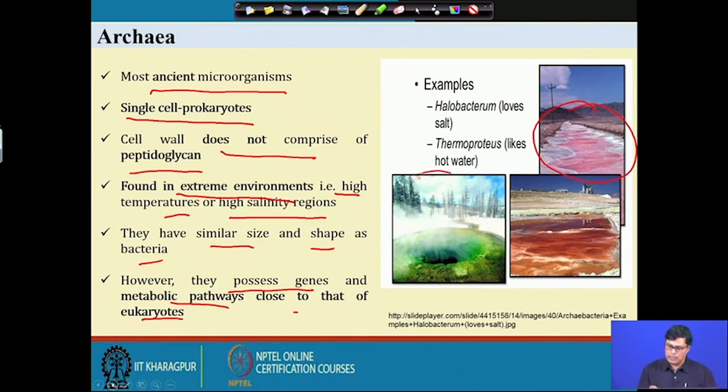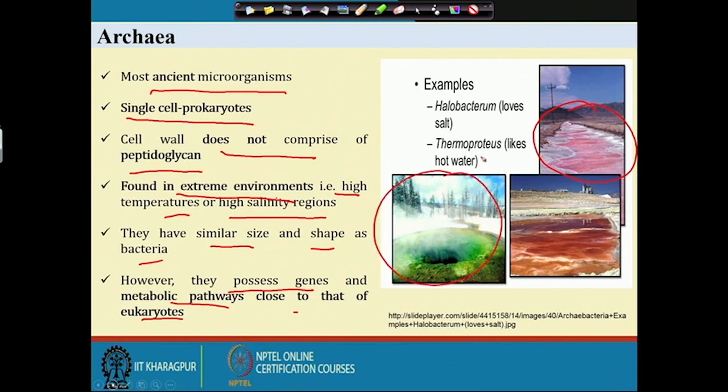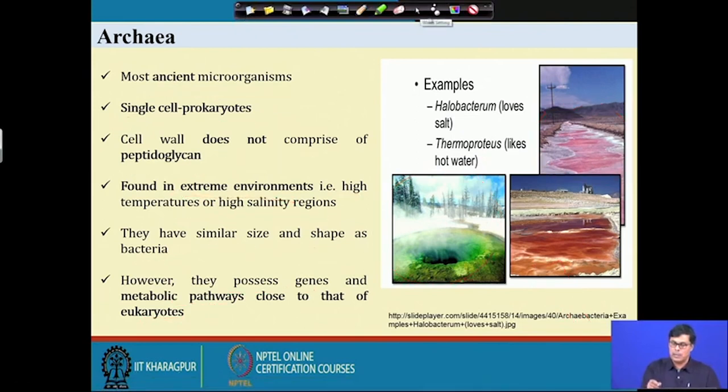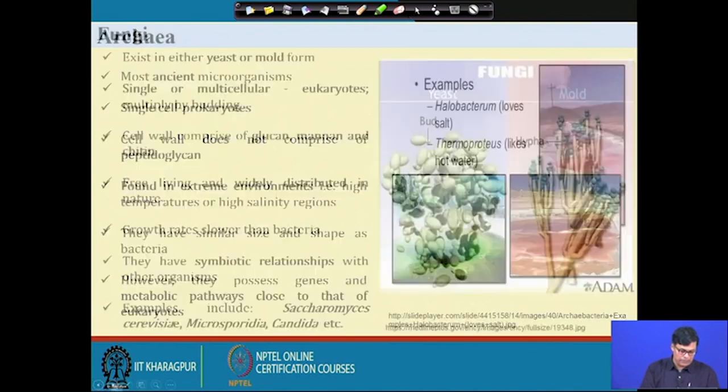This is how they are available in different places. This is a hot spring, and Thermoproteus is available there. Halobacterium is available in water containing high salt. This is archaea, and this is how it differs from bacteria.